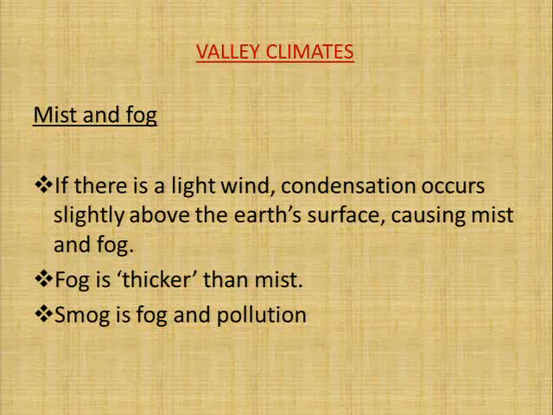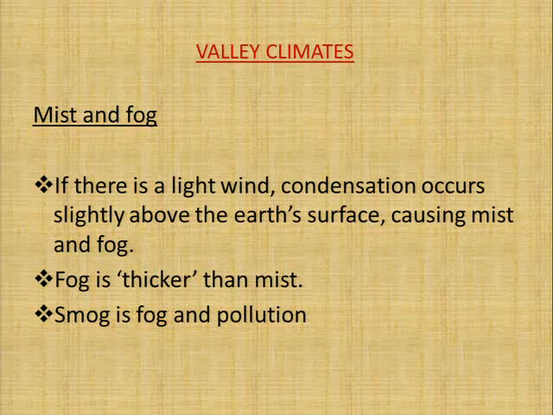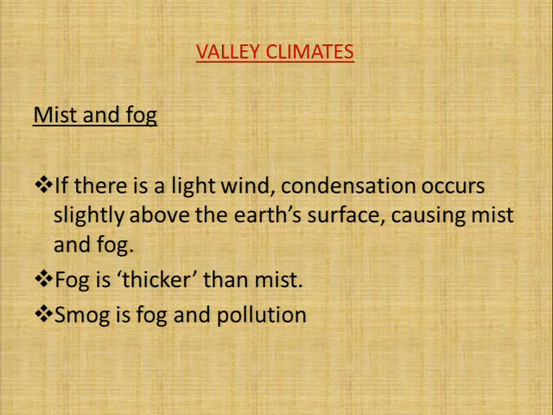Now, let us look at the mist and the fog. If there is a light wind, condensation occurs slightly above the Earth's surface, causing mist and fog. But fog will be very thick. It is thicker than mist. And we have got the smoke, which is fog. Smoke is fog, and therefore it gives pollution.